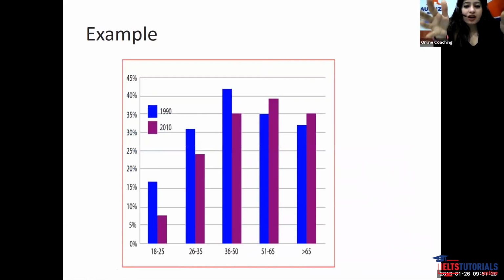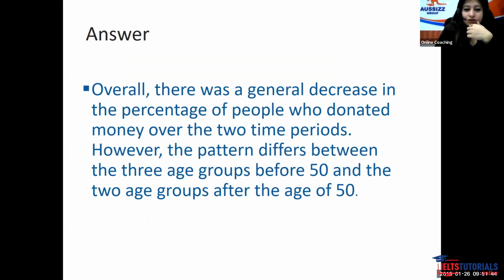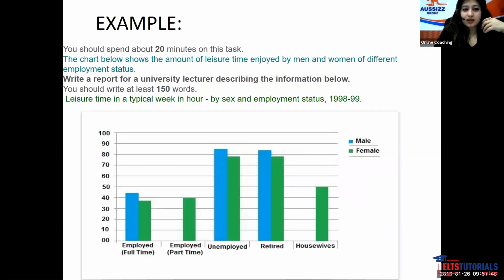That's exactly what I'm trying to tell you. When you look at the graph, you always have to go for a broader look. In the broader look, I can see that these three age groups have a high percentage. They're donating more money, whereas the remaining two have shown a declining trend. Okay, let's do one more.